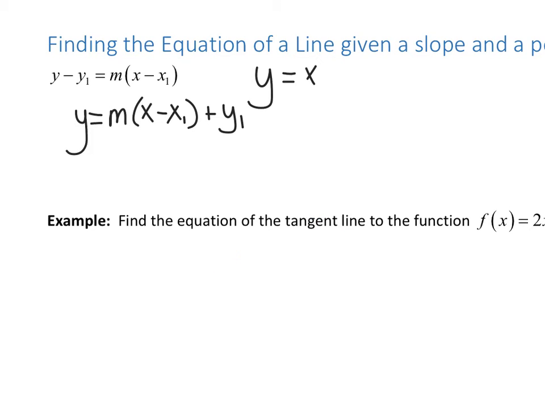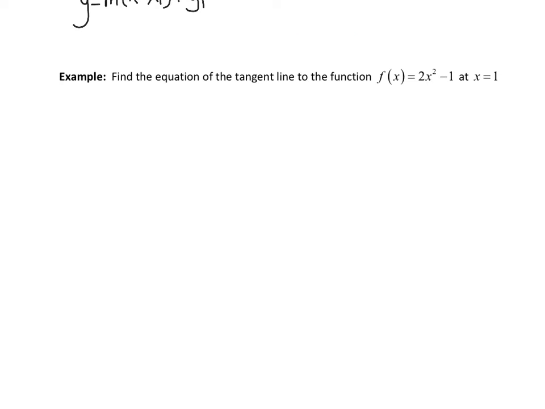Let's look at using a particular example. So we want to find the equation of the tangent line to the function f of x equals 2x squared subtract 1 at x equals 1. We need a point and a slope.